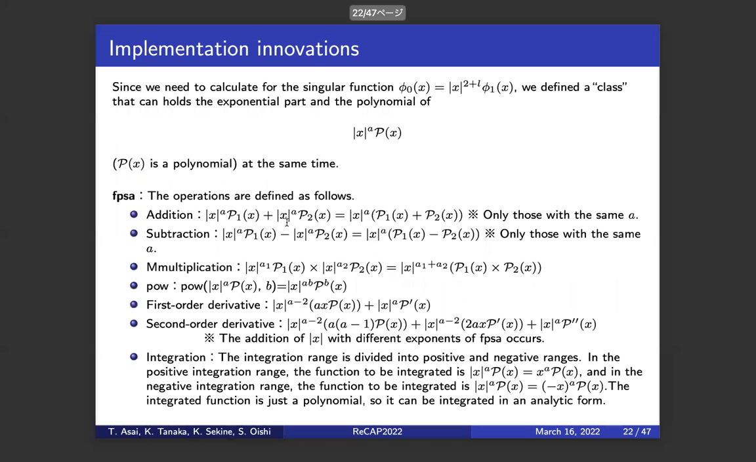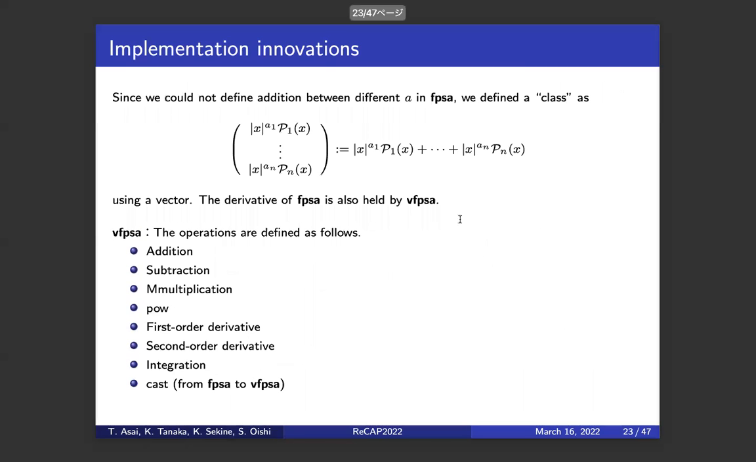And next, in FPSA, we could not define addition between the different exponential parts, like this A. So we define a class like this by using a vector. The class is named PSA, and the operations are defined as follows. Okay.